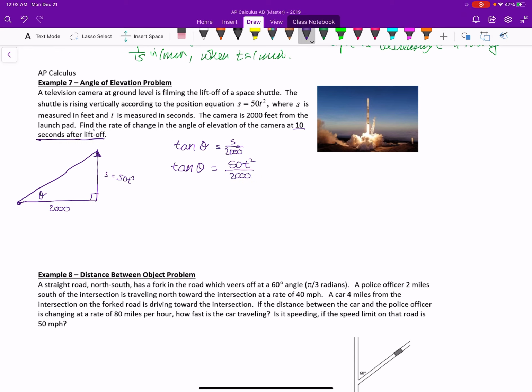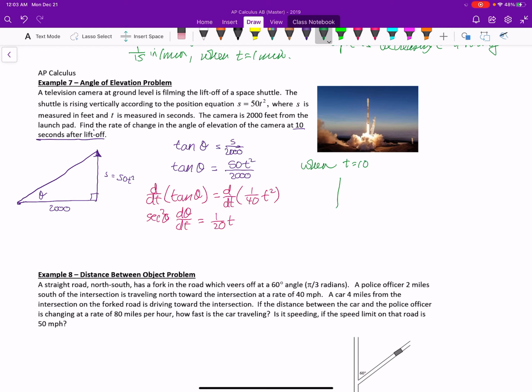So that means I am going to take the derivative with respect to time on both sides. The derivative with respect to time of tangent of theta gives me secant squared theta, d theta dt, don't forget to use the chain rule, is equal to 1 over 40 t squared derivative, which gives 1 over 20 t. dt over dt in this case, which is kind of convenient, is just 1, so I don't need to write that for this one. Now we are interested in when t is equal to 10 seconds.